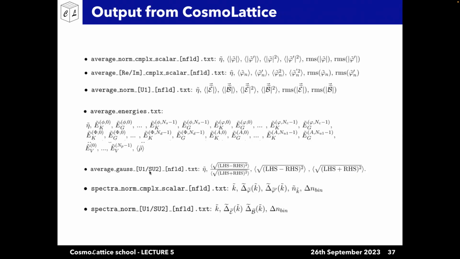Also, the code monitors how well the Gauss law is preserved, right? So basically, it takes the Gauss law and checks if the left-hand side and right-hand side of the constraint are the same. Right? And then we also plot the spectra of the complex scalar and the gauge field. So this is of course explained in detail in the manual, so you don't need to recall what each file is printing.